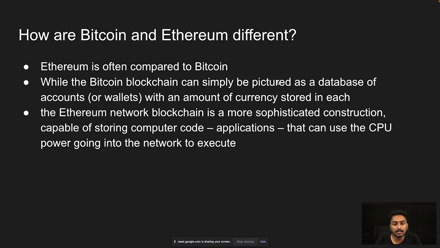Now, Ethereum is always compared to Bitcoin. The main difference between Ethereum and Bitcoin is that Bitcoin only provides us with tokens that can be used as a digital currency, while Ethereum can be used as a digital currency as well as to create smart contracts.